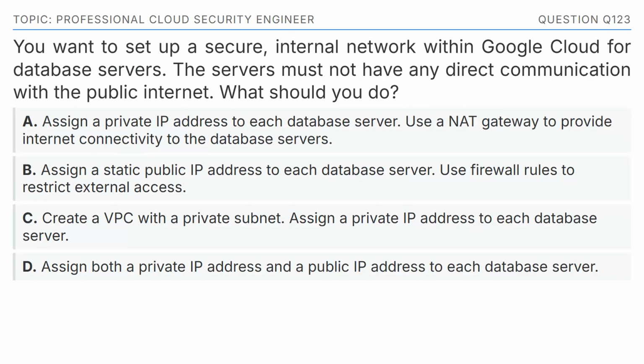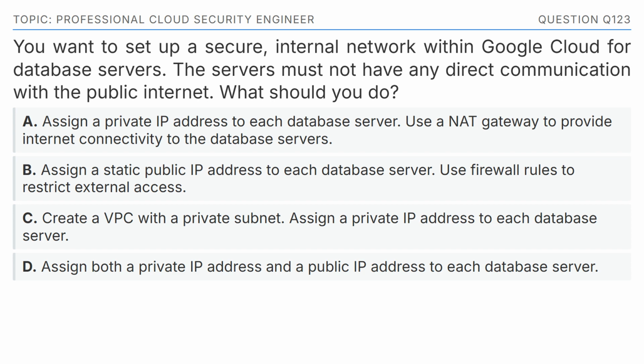You want to set up a secure, internal network within Google Cloud for database servers. The servers must not have any direct communication with the public internet. What should you do? The options are: Option A, assign a private IP address to each database server. Use a NAT gateway to provide internet connectivity to the database servers.